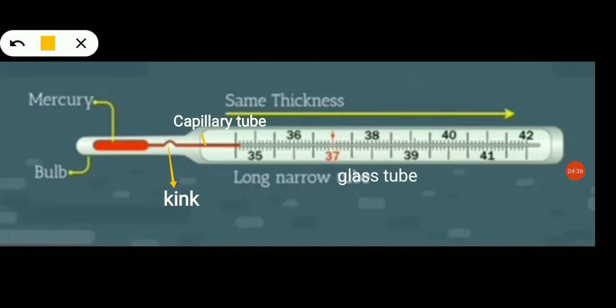So this is the capillary tube. This long tube is the capillary tube. Outside it has a long narrow glass tube which has the readings on it. The normal body temperature is 37 degrees Celsius. So this is the diagram of a clinical thermometer with its parts.